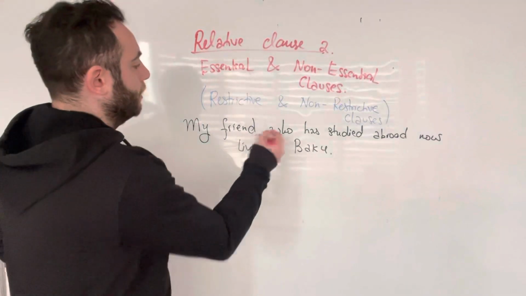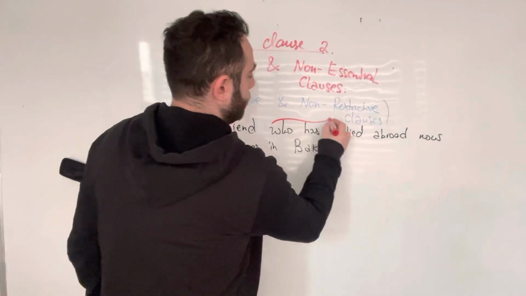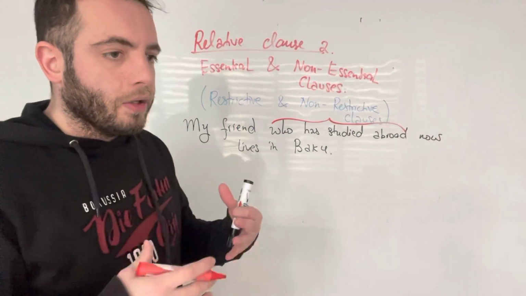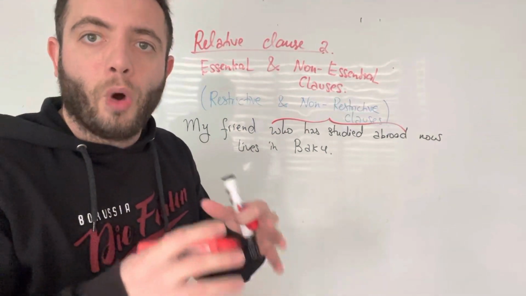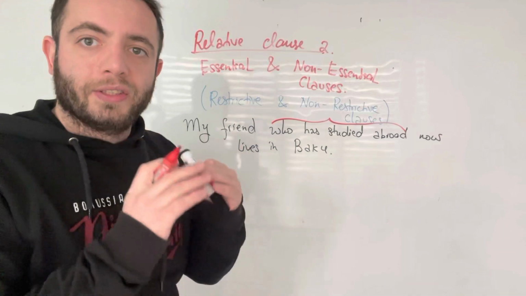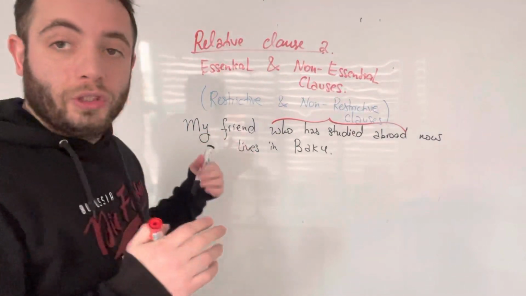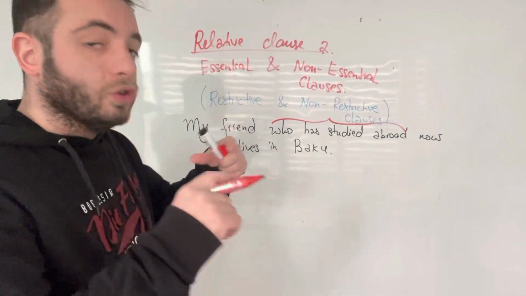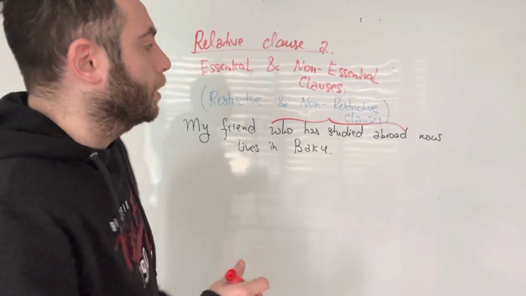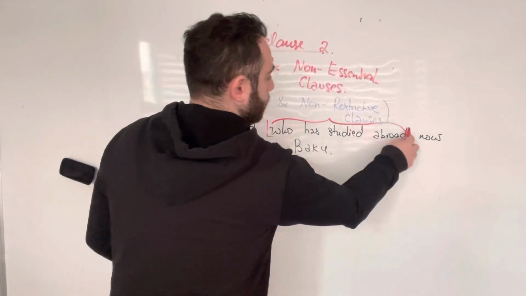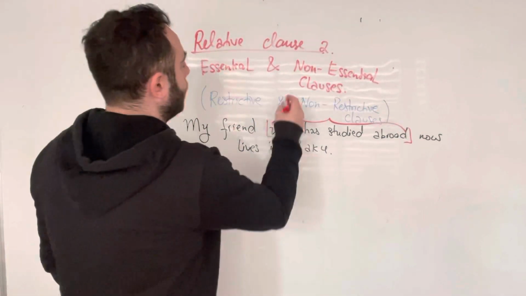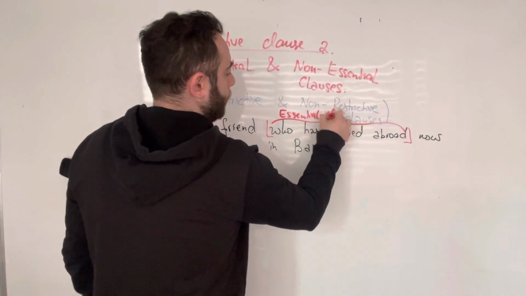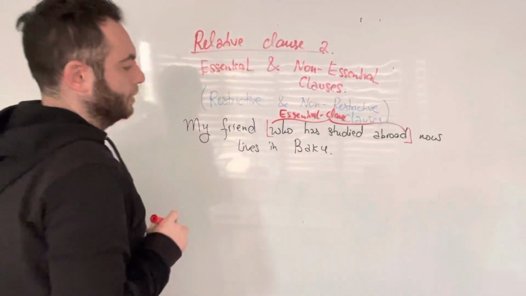In this case, this part becomes the important part because we are meant to describe all the details here. We are asked to describe a person who has studied abroad and lives in the country, so we need to give detailed information to be clear. In this case, this part, which is a relative clause, becomes our essential clause.